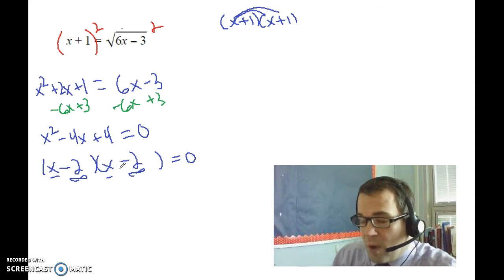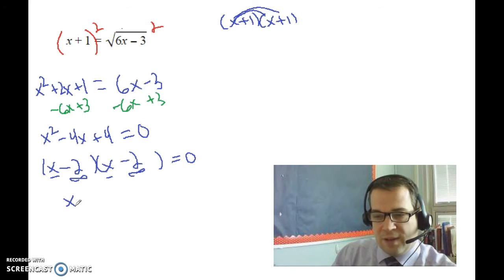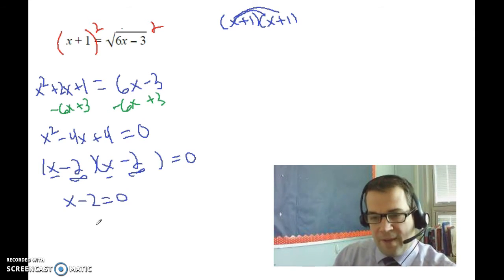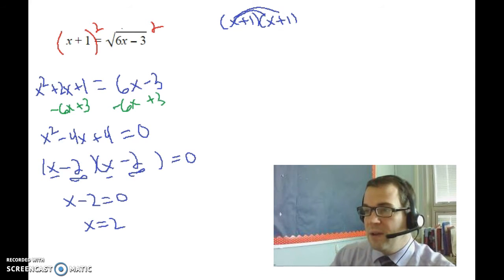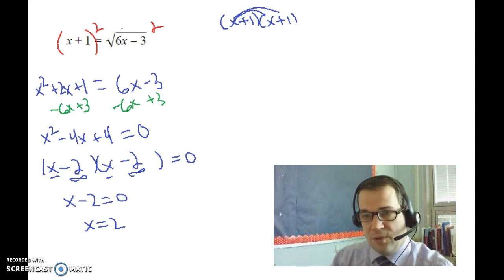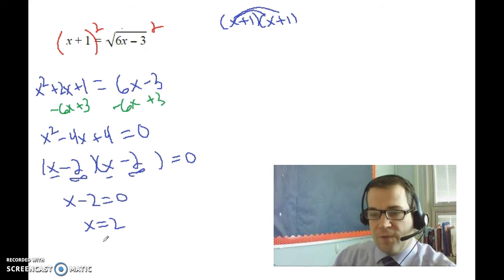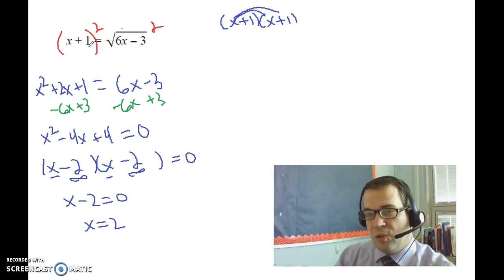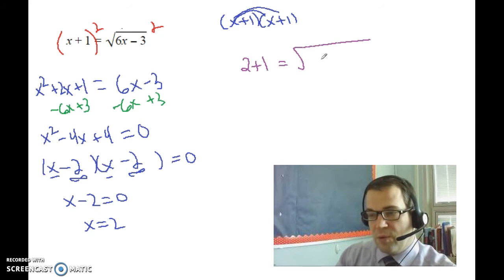It's the same factor twice, so I'm just going to set one of these equal to 0 and find out that x equals 2. So if there's an answer, it will be 2, but we do have to check it and see. So if x equals 2, and I go back to the original problem, 2 plus 1 should equal the square root of 6 times 2 minus 3.